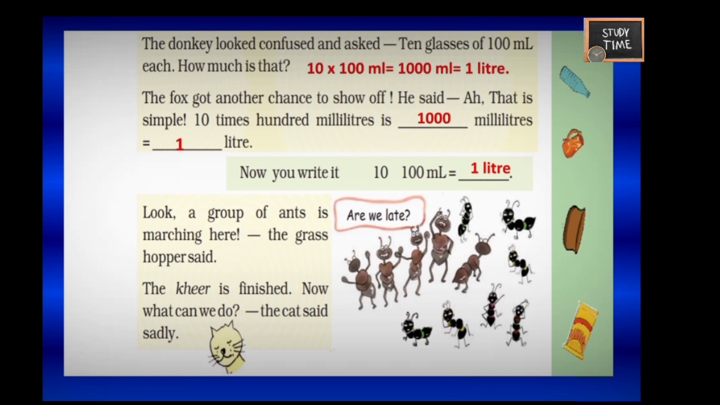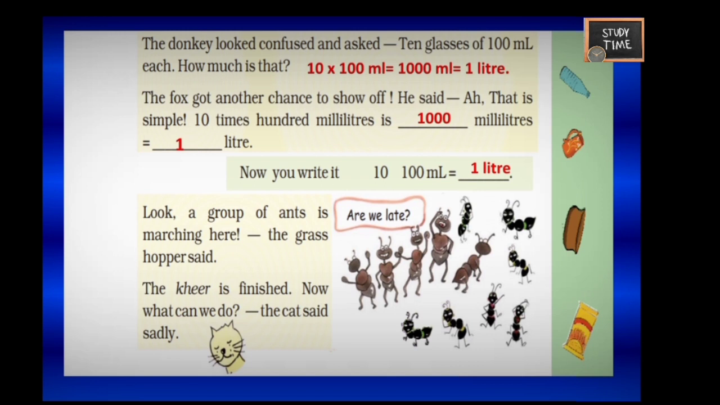Look, a group of ants is marching here. The grasshopper said, "The kheer is finished. Now what can we do?" They were discussing. All the animals had drunk, so the kheer was distributed among all the animals.